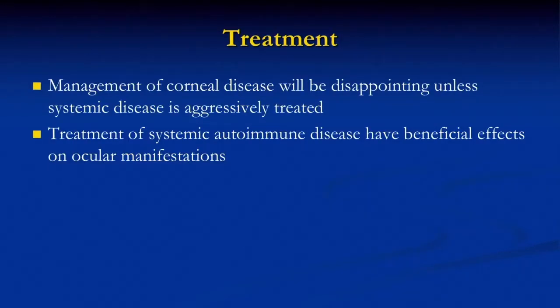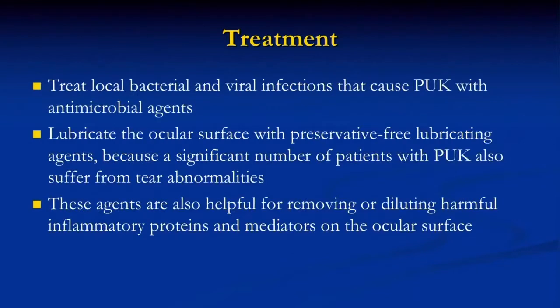So how do we treat these PUK patients? Management of corneal disease will be disappointing if we just treat the cornea, unless we treat the systemic disease and treat it very aggressively. And the treatment of the systemic autoimmune disease, however, has a very good beneficial effect on ocular manifestations. So we treat within out, as opposed to out in.